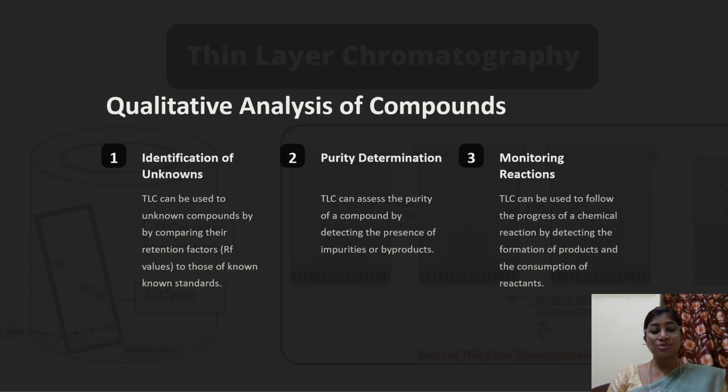TLC can be used to identify unknown compounds by comparing their retention factors to those of known standards. Purity determination: TLC can assess the purity of a compound by detecting the presence of impurities or byproducts. Monitoring reactions: TLC can be used to follow the progress of a chemical reaction by detecting the formation of products and the consumption of reactants.